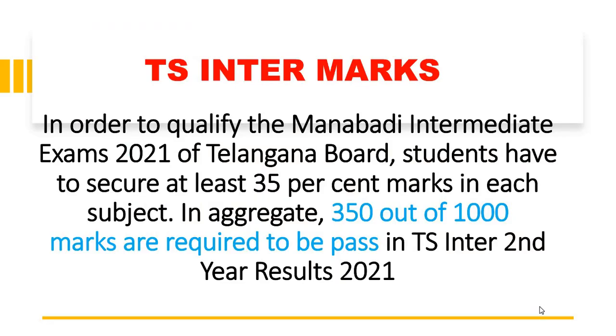First, we'll see the TS inter marks. In order to qualify the Manabadi intermediate exams, that is the Telangana State Board intermediate exam 2021, students have to secure at least 35% marks in each subject. In aggregate, 350 out of 1000 marks are required to pass in TS inter second year results 2021. For the total 2 years, including first year and second year, there will be 1000 marks. In order to pass, you need to score 350 marks out of 1000 in your second year. And in order to pass each subject, you need 35% marks.